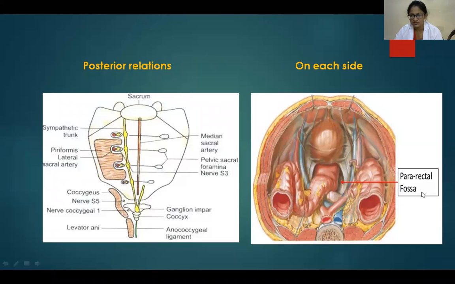On either side of the rectum there is a recess. It is called the pararectal fossa. Either side of the rectum is related with the pararectal fossa. These are the relations of the rectum.